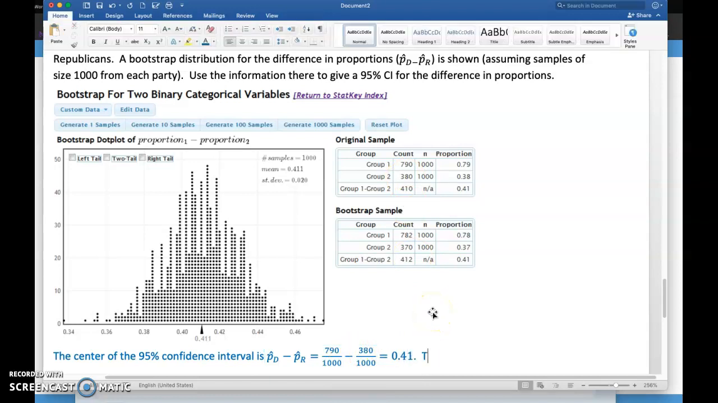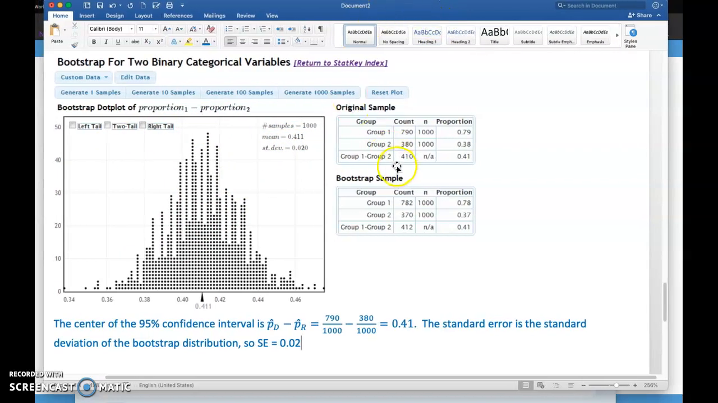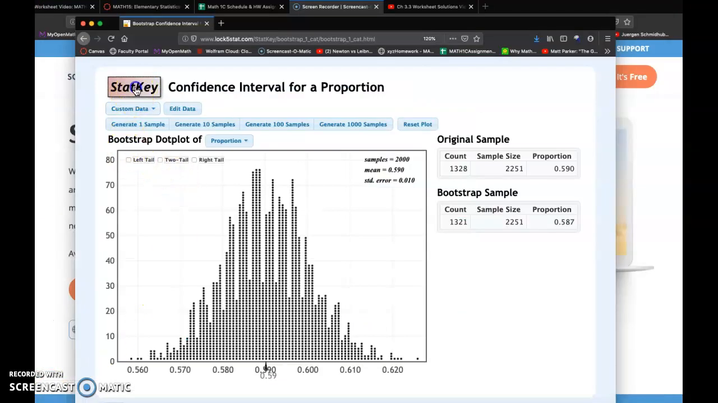All right. The standard error is the standard deviation of the bootstrap distribution. The standard error is equal to about 0.02. So right here, if we're given a bootstrap distribution, it is the standard deviation. But I want to show you, you could get this yourself on StatKey. Go over here to StatKey.